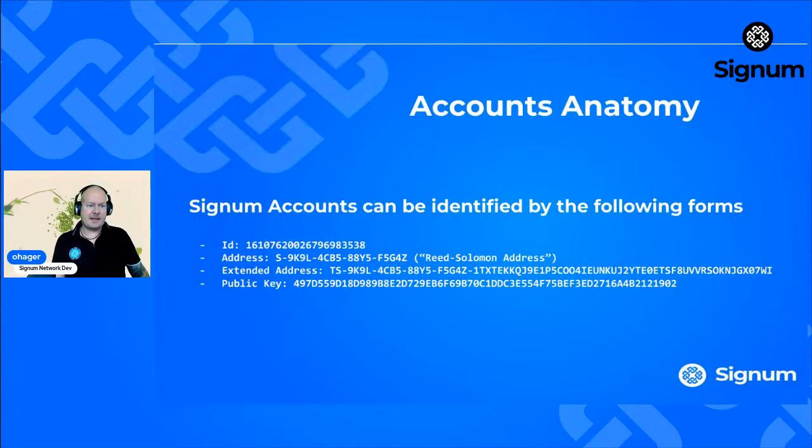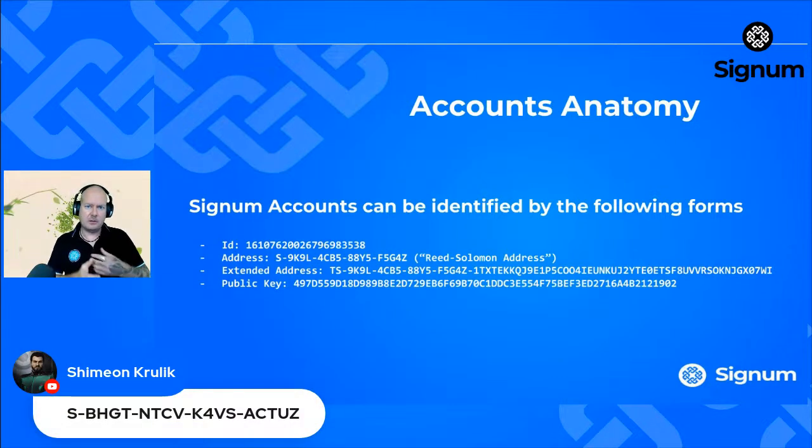The next step is: what are accounts in Signum? Because it's sometimes a little bit confusing. Even when I started in Signum, it was confusing to me. It was like, okay, wait, we have IDs, we have Reed-Solomon addresses. Nowadays, we have even an extended address. I'm showing that here in public keys. These are different representations of an account. I will show you how they are generated and how they are entangled and intertwined.